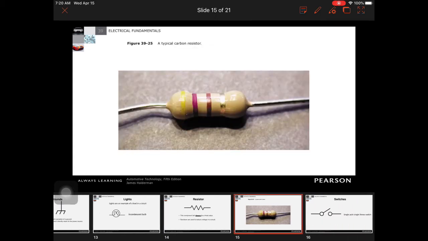So this is an example of a resistor you would typically see on a circuit board, or just a resistor that we could get to solder into a circuit.